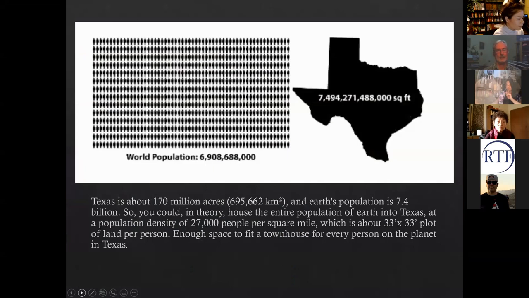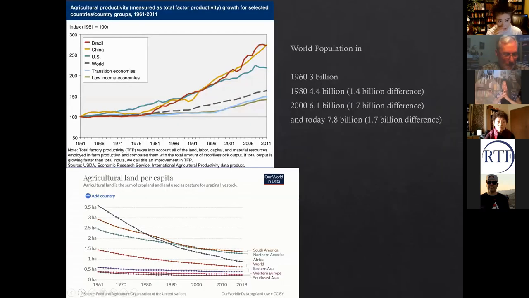A more humane example, which I'm sure a lot of you have heard, is that Texas, which is quite large, about 700,000 square kilometers, could fit the Earth's population of 7.4 billion today, roughly such that each person could get a 33-foot by 33-foot plot, enough to fit a townhouse for every person on the planet. So you wouldn't even need to stack people up. Theoretically, if you could use every surface of Texas, you could do this. You wouldn't even need to have apartment buildings with people living on top of each other.